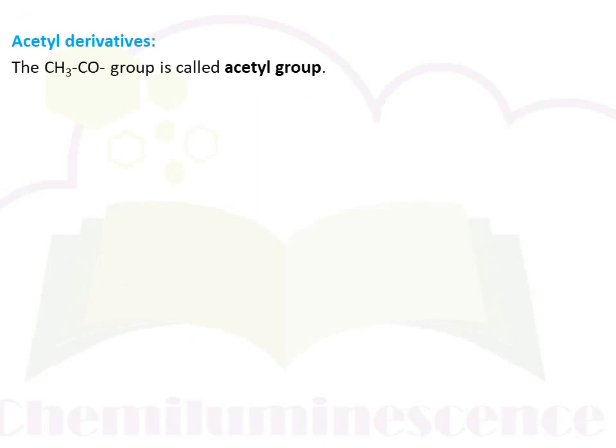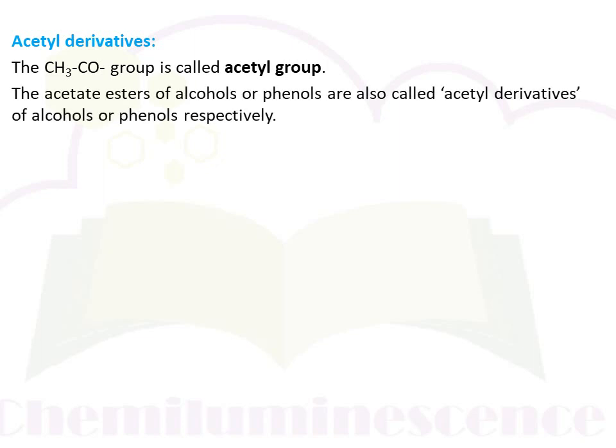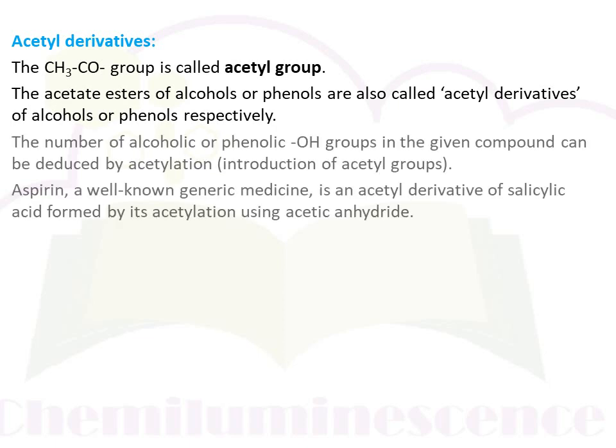Acetyl derivatives. The CH3CO group is called the acetyl group, and we know the derivatives. Derivatives are the compounds which are prepared from a parent compound by replacing an atom or a group of atoms by another atom or a group of atoms. The acetate esters of alcohol or phenol are also called acetyl derivatives. That means the alcohol or phenol which contain the CH3CO group are called acetyl derivatives of alcohols and phenols respectively.